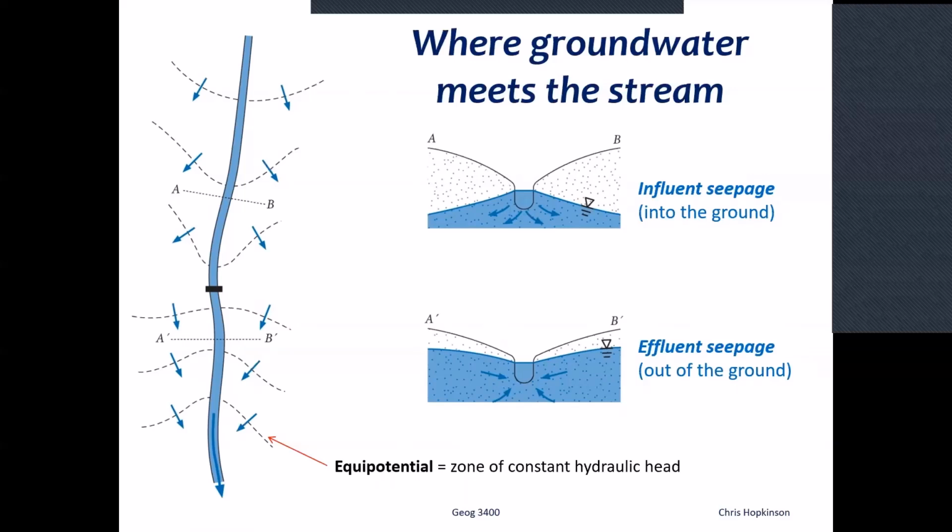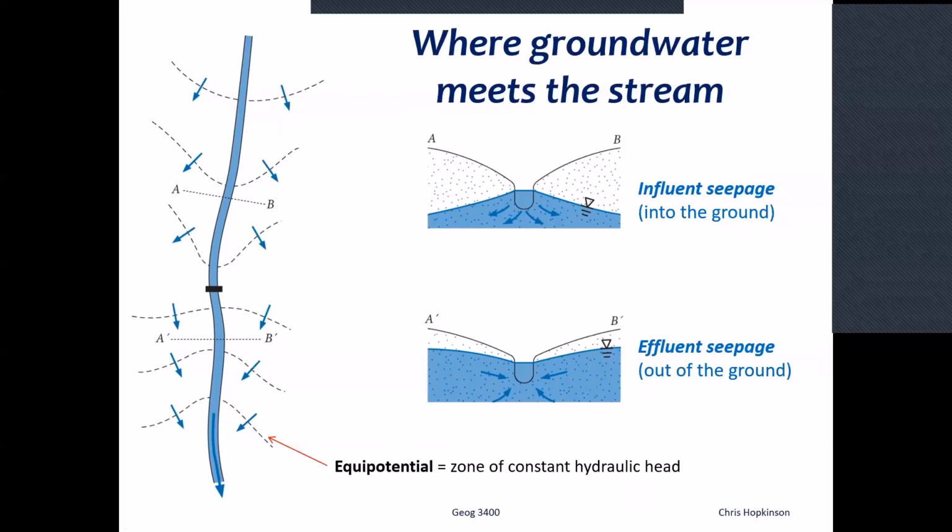or the opposite, water flowing from the river into the ground. When water flows from the river into the ground, it's known as influent seepage. And when it's the opposite, flowing from the ground into the river, it's known as effluent seepage. Now, you may see some other terms. For example, influent seepage may also be known as losing flow. You might have a river reach described as losing flow.